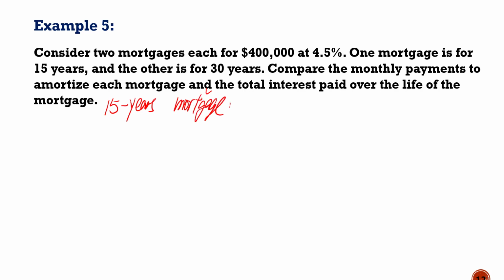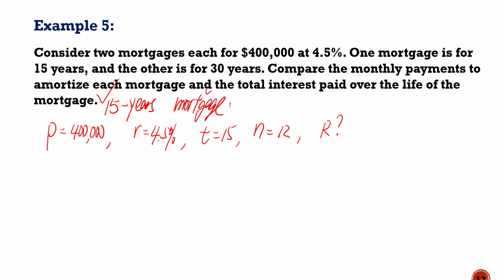So for the 15-year mortgage, the amount, the present value of the annuity, is 400,000. Rate is 4.5%. Time T equals 15 years because it's a 15-year mortgage. And the compounding period is 12. So again, we are looking for the regular payment. Compare the monthly payments, right? Regular payments. That's what we're looking for.